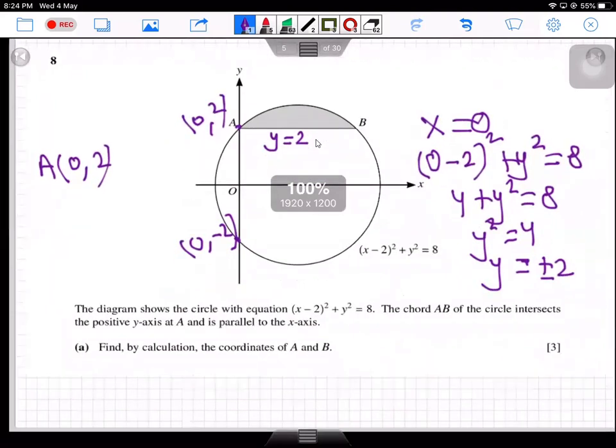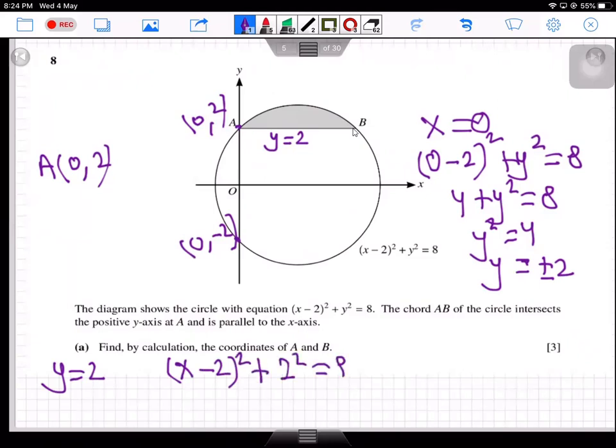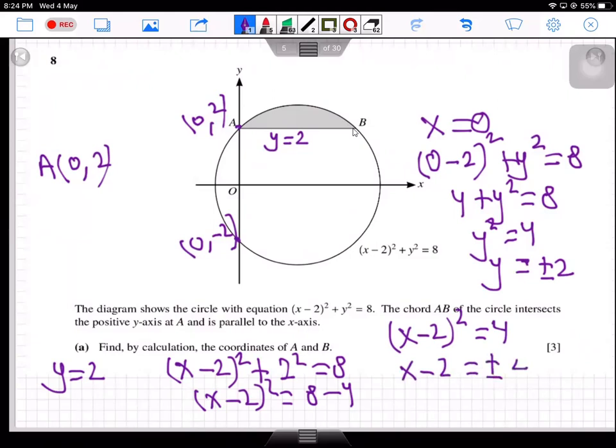So we are going to substitute y equals 2 into the equation of the circle, so that we will find the two values of x. One of those values will obviously be 0 and the other will be greater than 0, and that will be the x coordinate of point B. So (x minus 2) whole square plus 2 square is equal to 8. So (x minus 2) whole square is equal to 8 minus 4, which is 4, and taking the square root on both sides, x minus 2 is equal to plus minus 2.